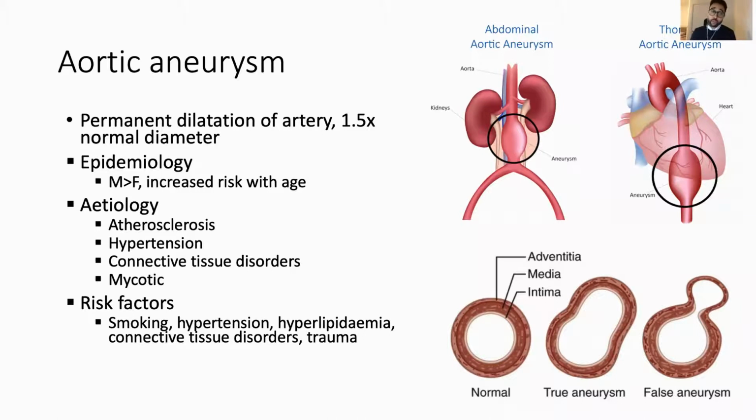Risk factors similar to what we've already discussed, but into this you can add in trauma, which usually results in the formation of a false aneurysm. So this is blunt trauma, penetrating trauma, or iatrogenic trauma to a vessel.